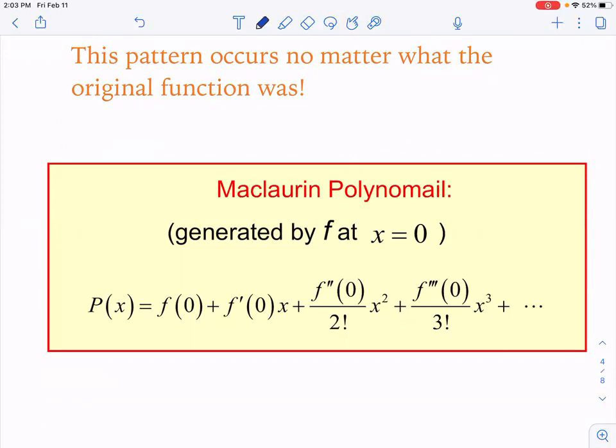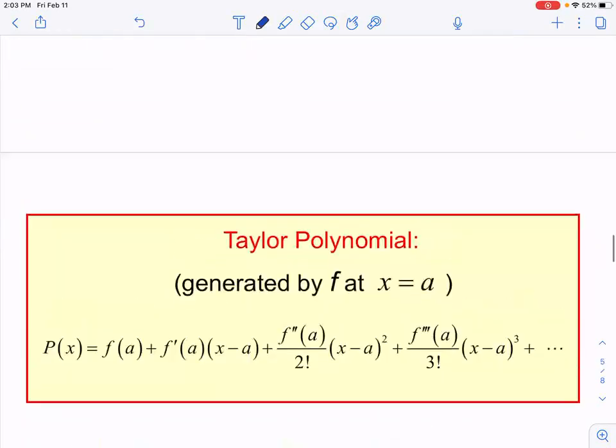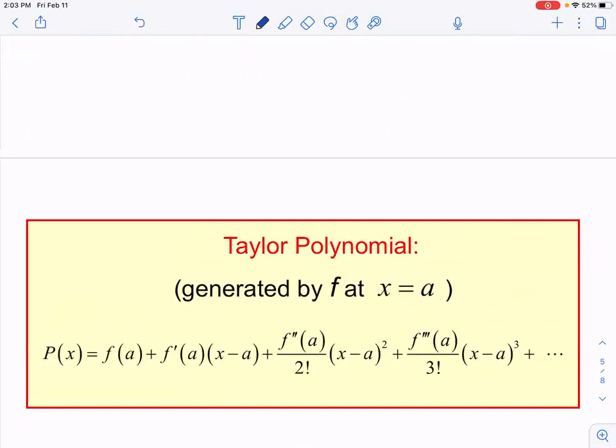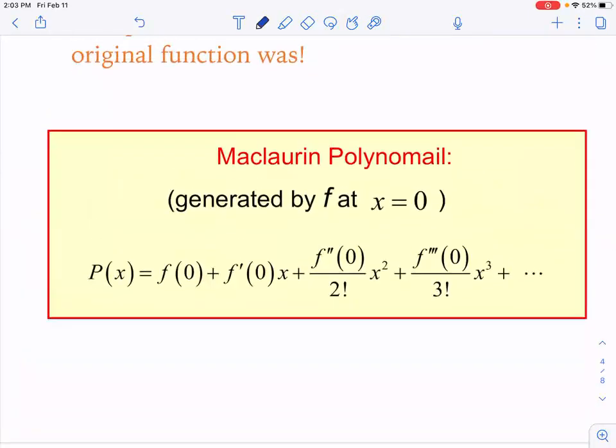Yes. Nice catch. Okay. This is a Taylor polynomial centered anywhere. Specifically, a Maclaurin polynomial is going to be centered at 0. So you're going to write both of these down. Go ahead.